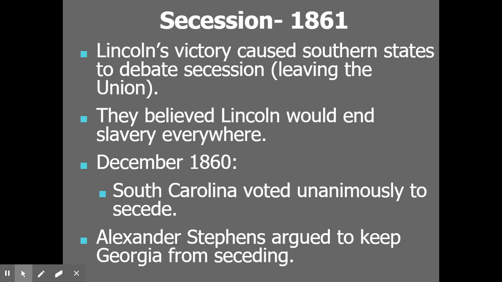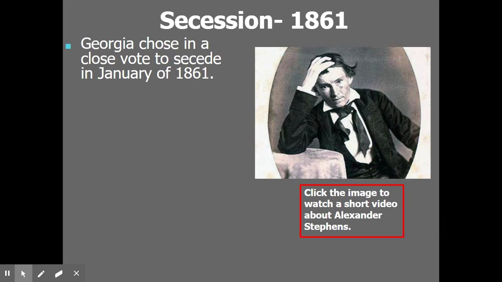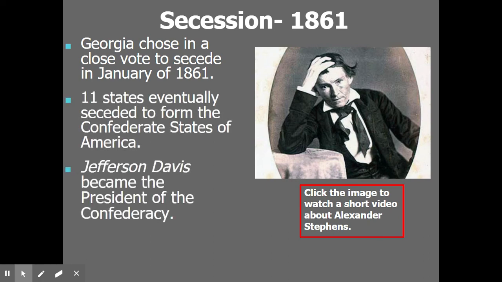Alexander Stephens, who was a representative from the state of Georgia in the U.S. Congress, was against secession. He was anti-secession and wanted to keep Georgia from doing that. But Georgia ends up voting in January of 1861 to secede anyway, and 11 states eventually secede to form the Confederate States of America. And they elect Jefferson Davis to become their president. He becomes the president of the Confederacy.